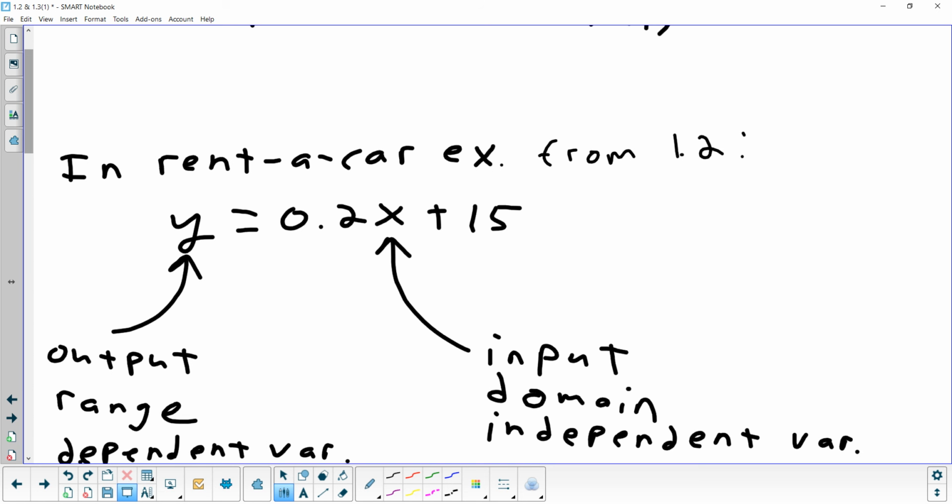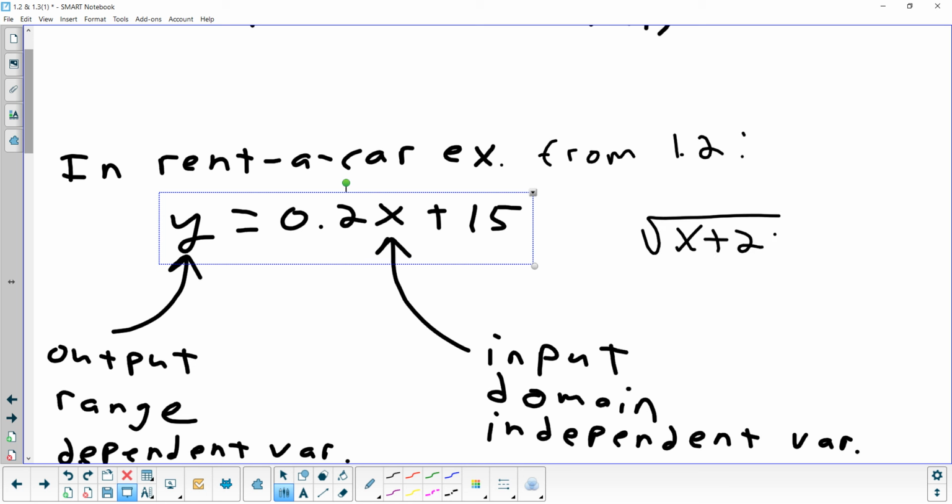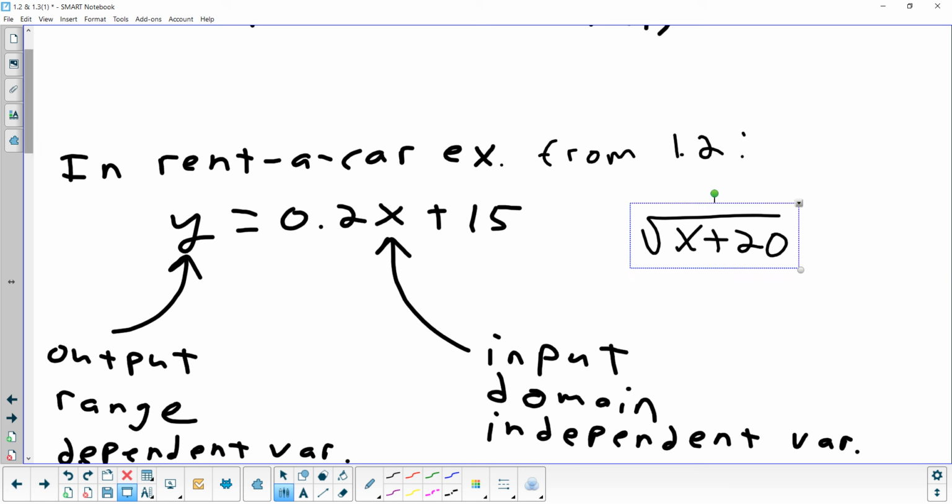Another name for input is domain. Domain is the values you are allowed to plug into a formula. Some formulas you can plug in anything you want, like this one. You can take any number you want and multiply by 0.2. Anything, doesn't matter. When you have something like this, you cannot plug in any number you want. For example, negative 50 doesn't work. If you try to take the square root of negative 50 plus 20, you're going to get an imaginary number. So we're not doing that. So square roots are one thing that you've got to be careful about with domain. Here's another one.